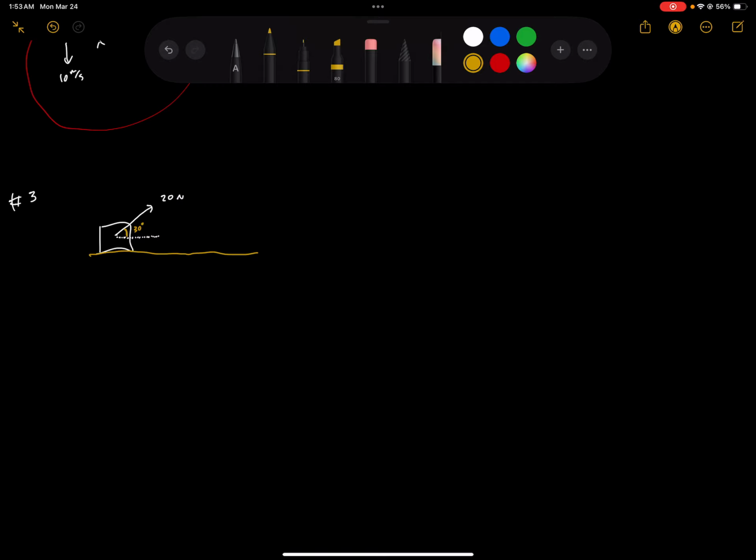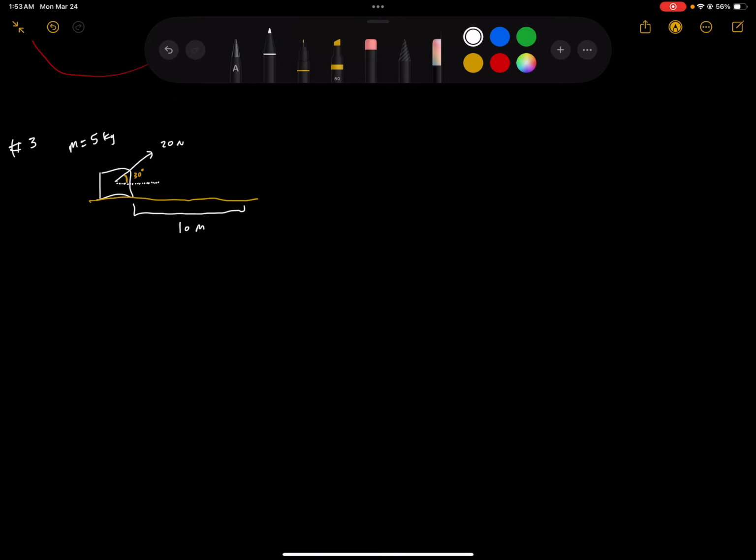So this box is being dragged across the floor. And let's say the box displaces a distance of 10 meters, and the mass of the box is 5 kilograms. We just need to calculate the work done, right? So what is the work done on the box by the rope? We know that the work is equal to F d cosine theta. We know he travels a distance of 10 meters. We know the force is 20 newtons.